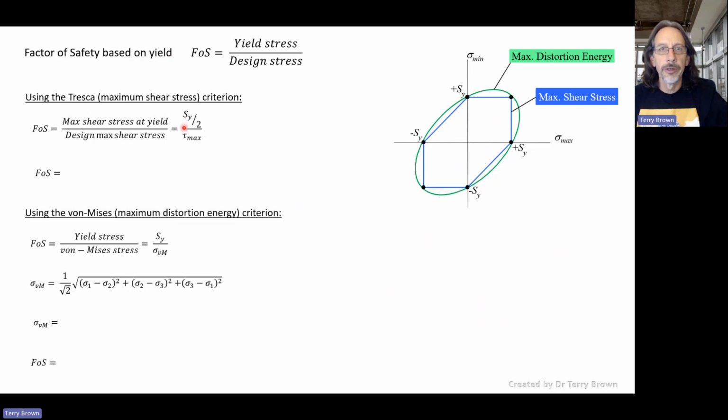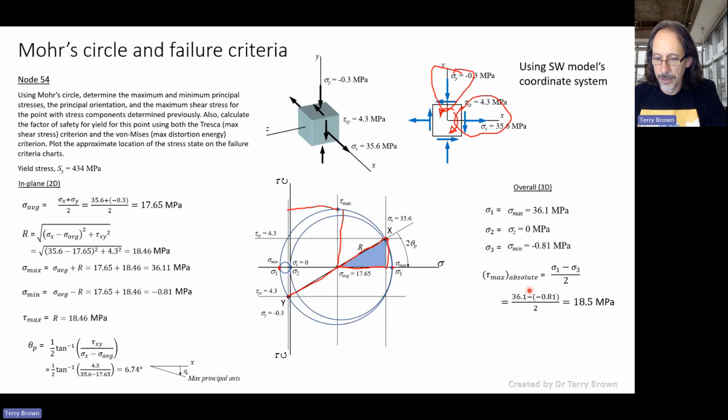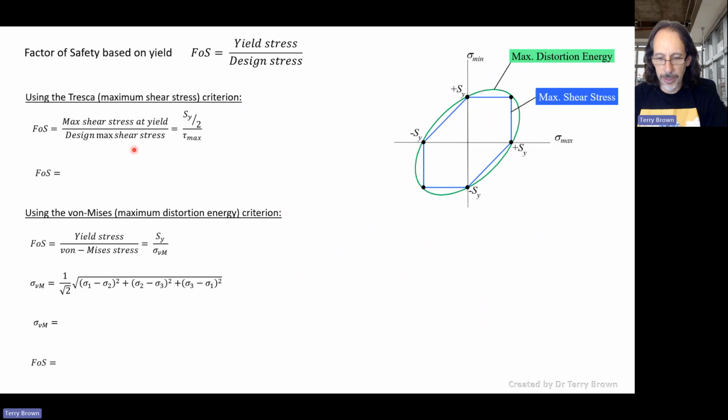There are two criteria that we discussed. Firstly was the Tresca criterion, which says that the maximum shear stress at yield is equal to the yield stress divided by 2. If we compare that with the maximum shear stress as calculated using Mohr's circle, that will give us the factor of safety. For this problem, we've got 434 divided by 2, and the maximum shear stress was 18.5, so that gives us a factor of safety of 11.7.